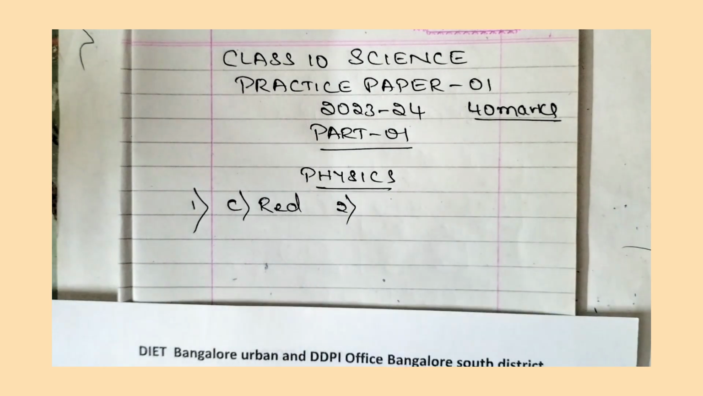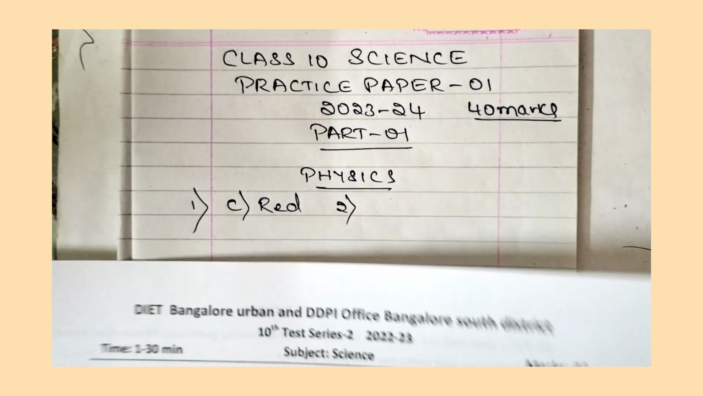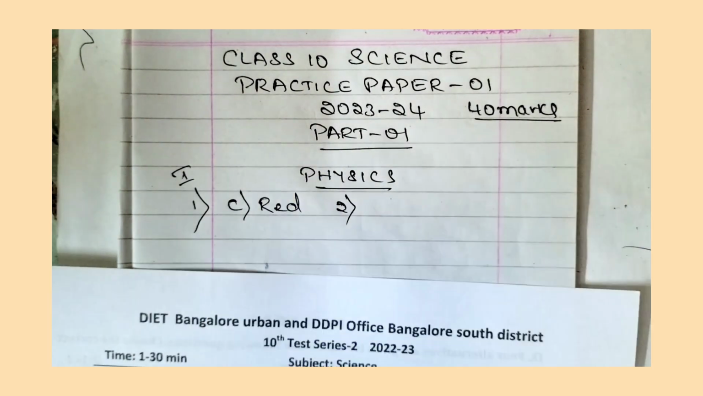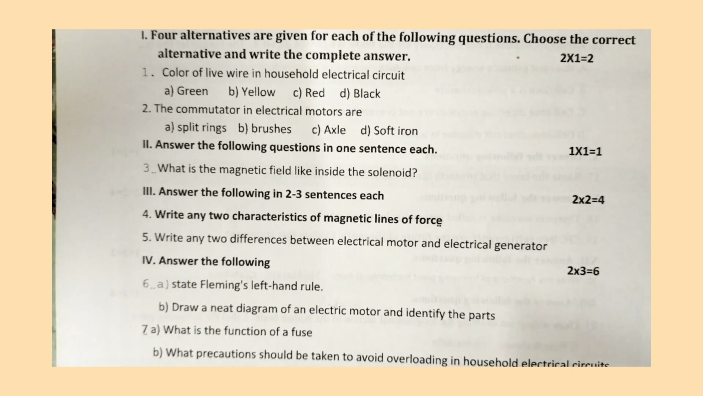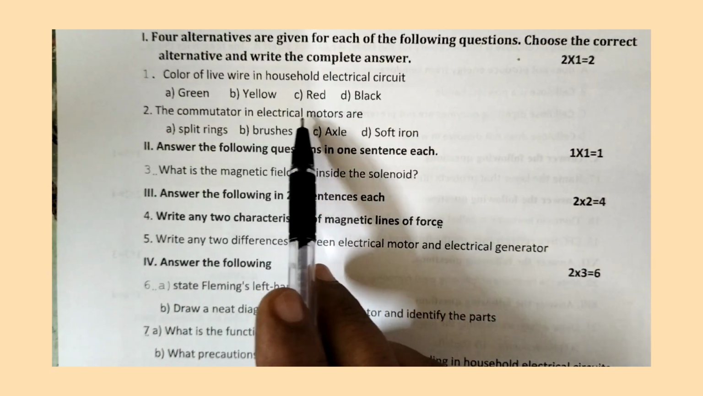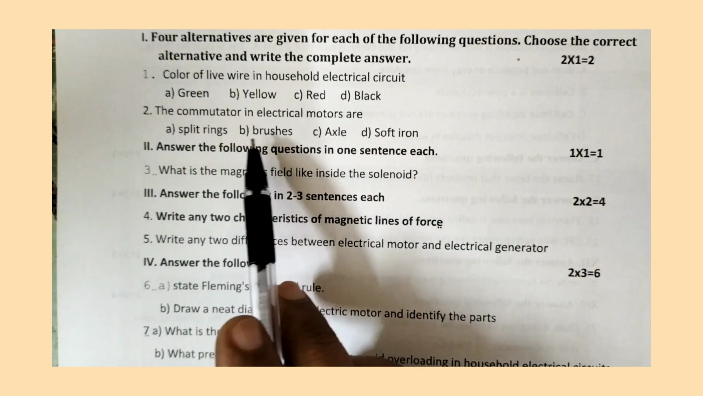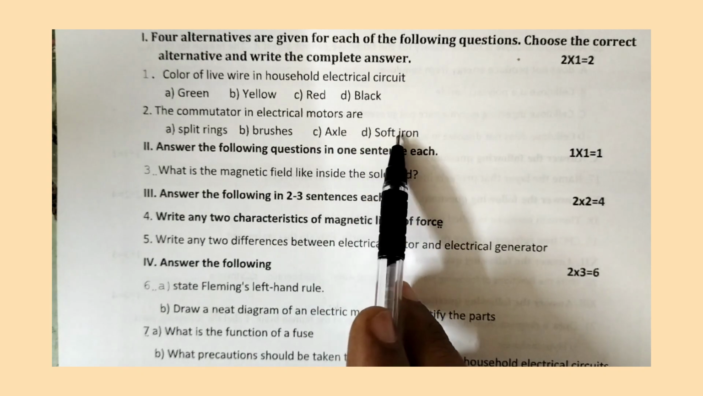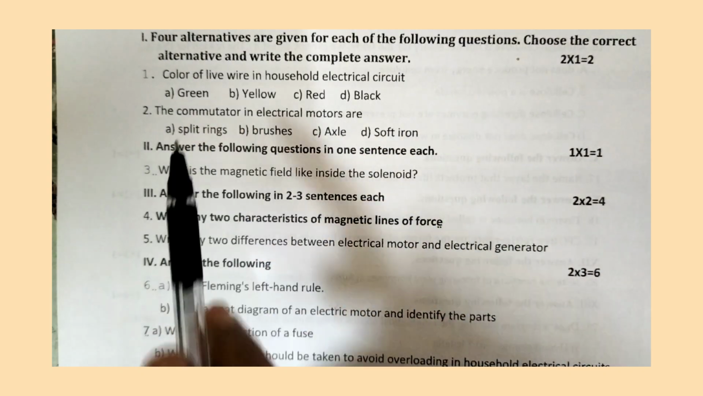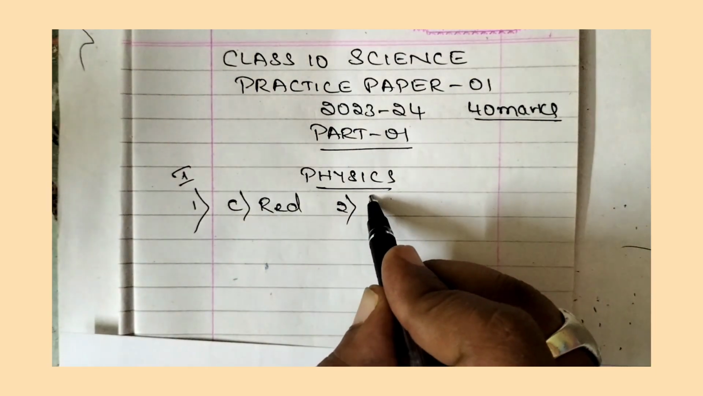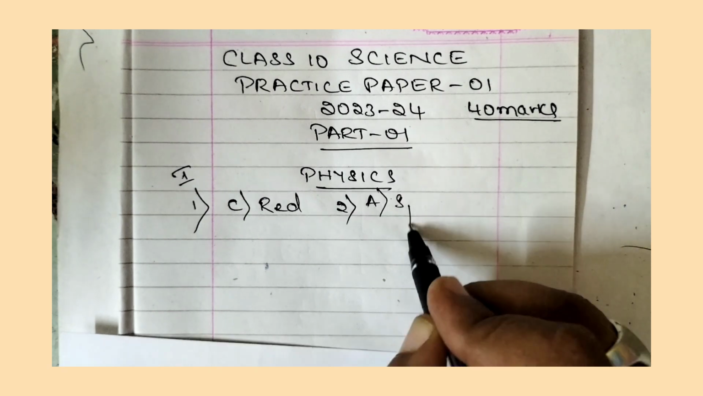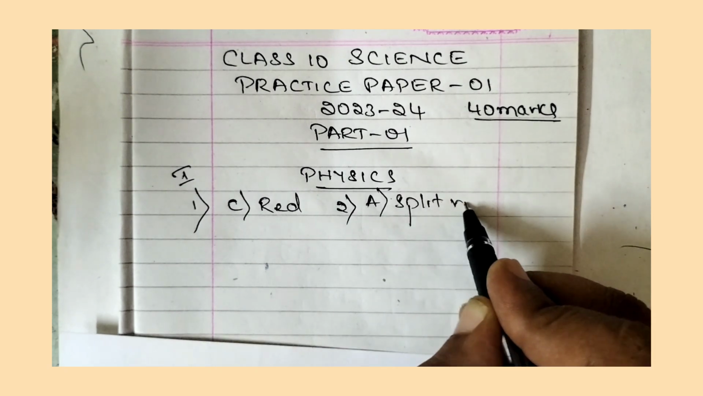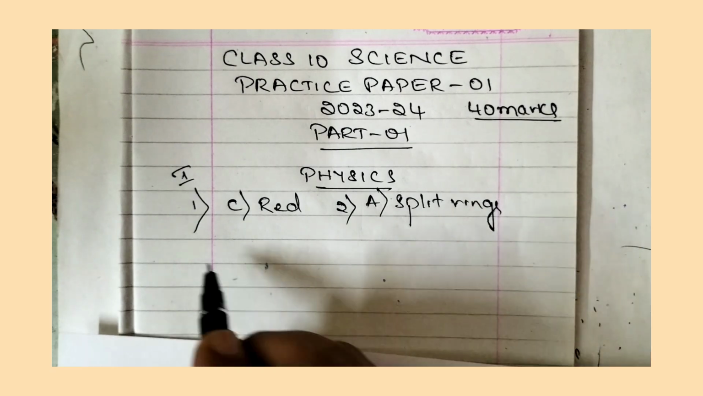Now let us move to the second question. The commutator in electric motors are: split ring, brushes, axle, soft iron. So it is split ring. Option A is the right answer. It is called split ring commutator.